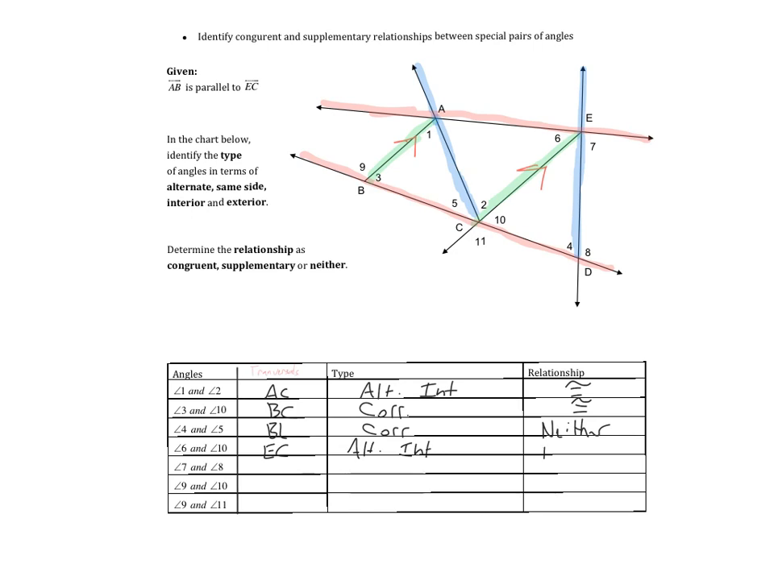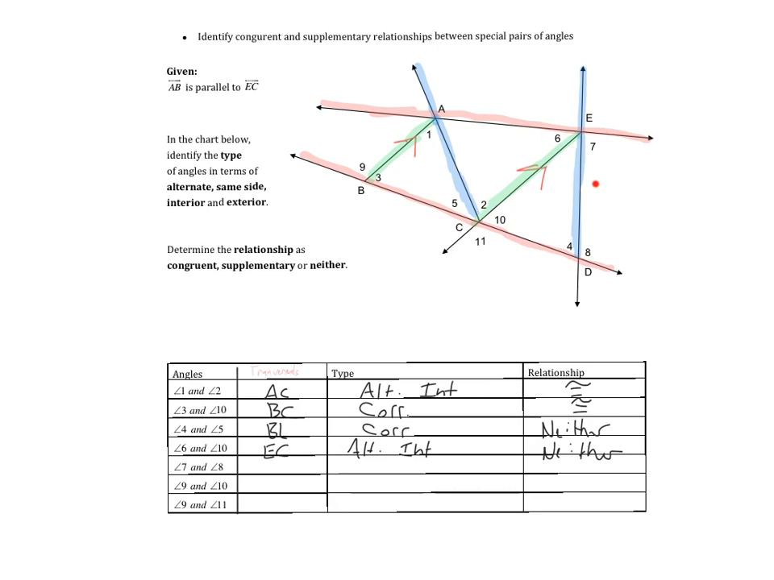They just are not going to be congruent, because the issue that we have here is that BD and AE are not parallel. That's not what it says. It says AB is parallel to EC. So no conclusion can be made there.